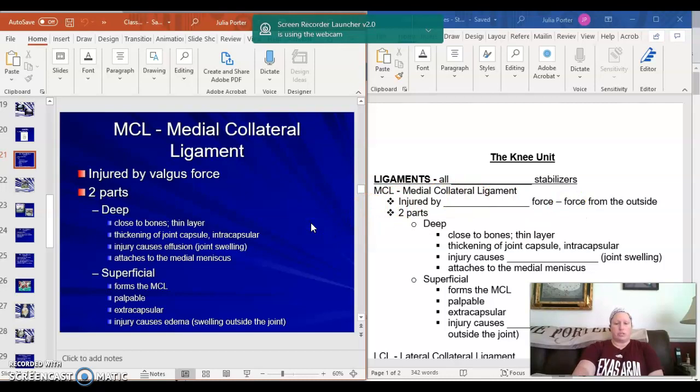So there are two parts to the MCL. The MCL has a deep and a superficial part. Most MCL injuries are just to the superficial part, or the one that's near the surface. All right. When you start getting into the deep part of the MCL, you start looking at, did we tear the meniscus? Did we tear the ACL with it?